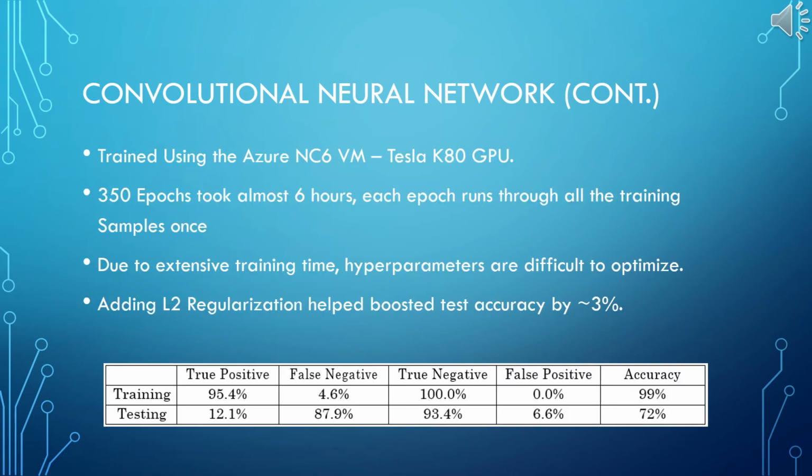The CNN model was trained using the NC6 VM with a Tesla K80 GPU, but it still took an extensive amount of time to train, so optimizing all the hyperparameters was quite impossible within the project timeframe. However, we did find that adding L2 regularization boosted the accuracy by about 3%. The final result is not stellar, but it is better than all the baseline models and the XGBoost. We can see that among them, the CNN is predicting the highest true positive and the lowest false negative for both training and testing data.